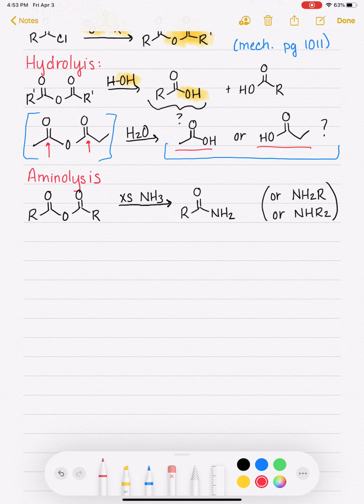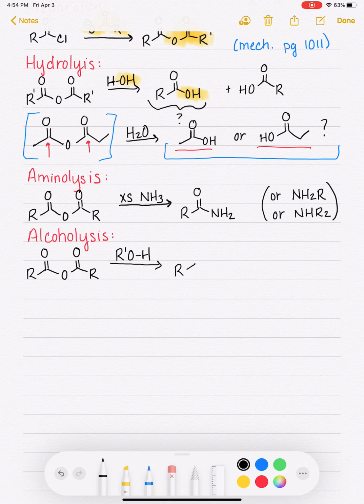Now let's do alcoholysis, since I skipped that one. Alcoholysis. This will be our acid anhydride with an alcohol. This one I am going to make an R prime so that we can distinguish it from the R groups on the acid chloride. And this is also going to make an ester, just like the acid chloride does. Right there, and I'm going to highlight the parts that go on that molecule. Beautiful.